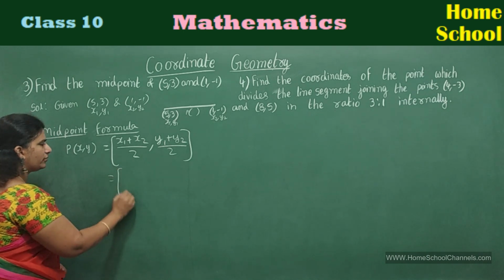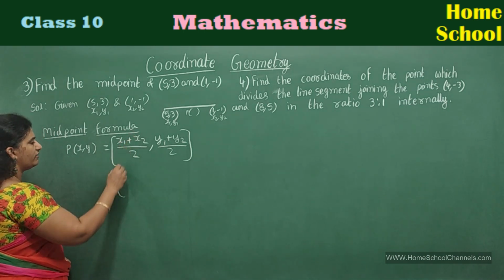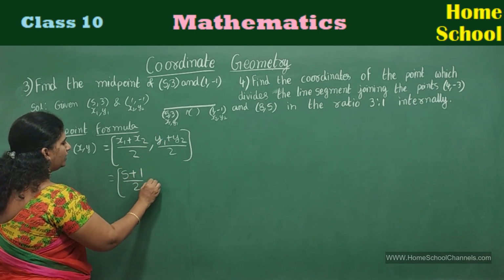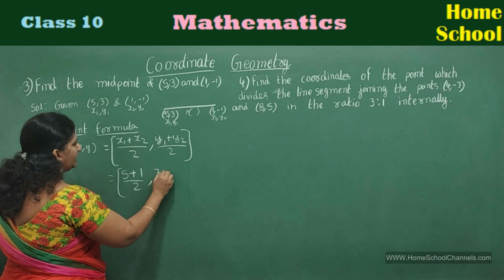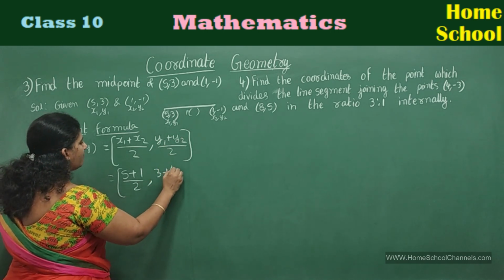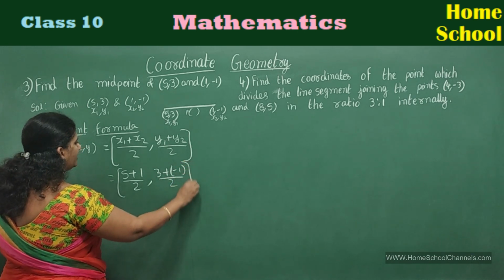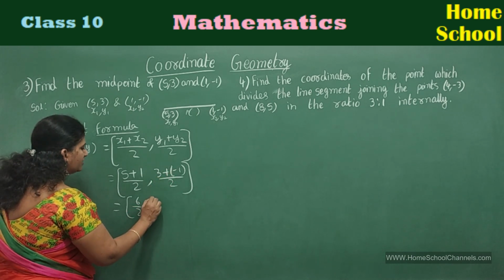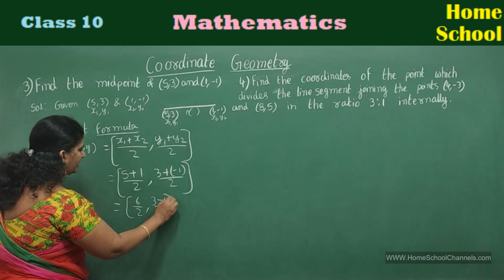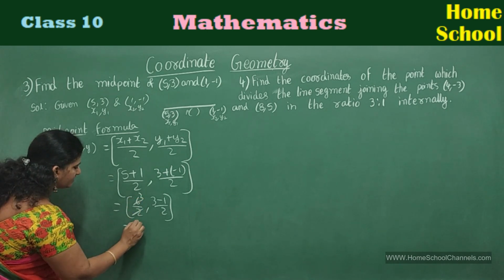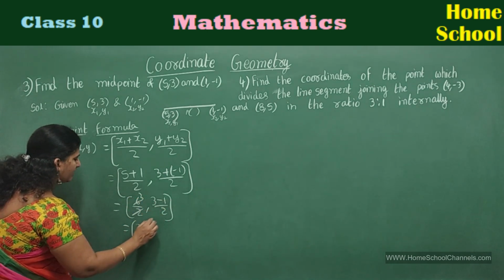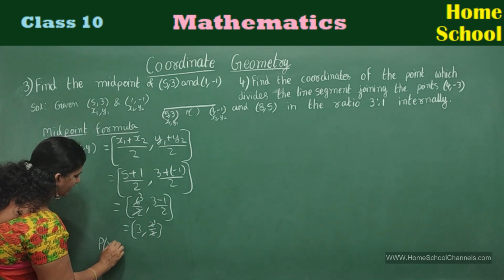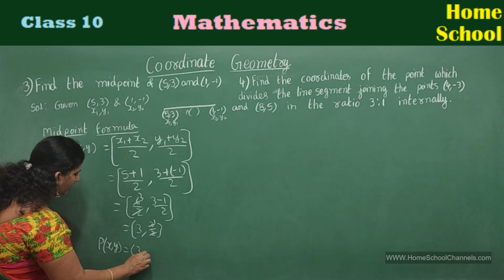Now substitute in this formula. x1 value is 5 plus x2 value is 1 by 2, comma, y1 value is 3 plus y2 value is minus 1. Write it with brackets. 5 plus 1 is 6 by 2, comma, plus into minus, minus, 3 minus 1 by 2. 2 3s are 6. That is 3, comma, 3 minus 1 is 2, 2 by 2, 2 ones. Therefore, P of x, comma, y is equal to 3, comma, 1.